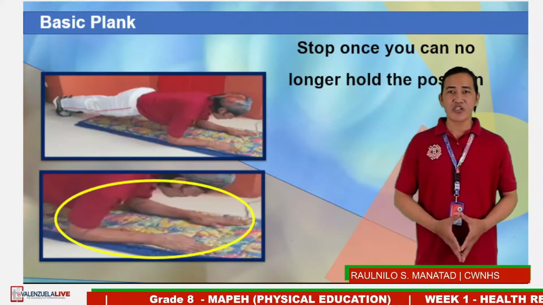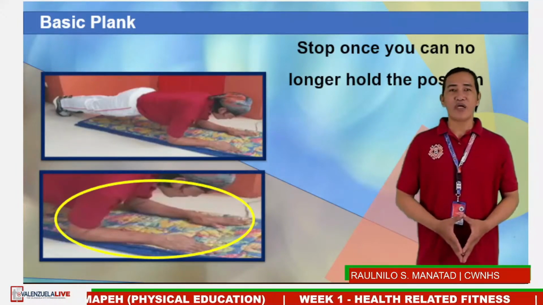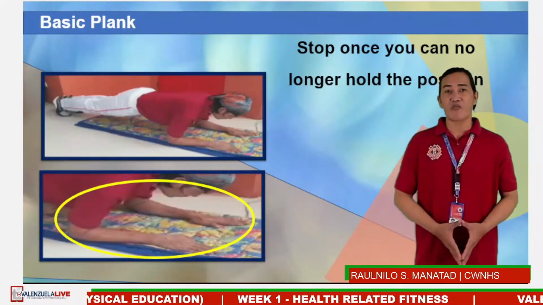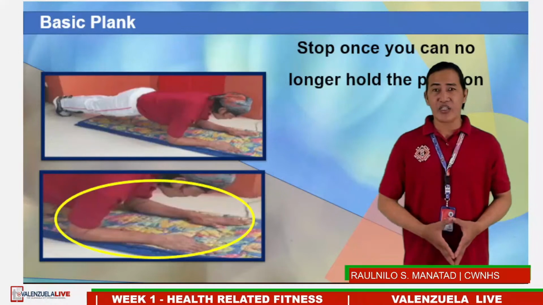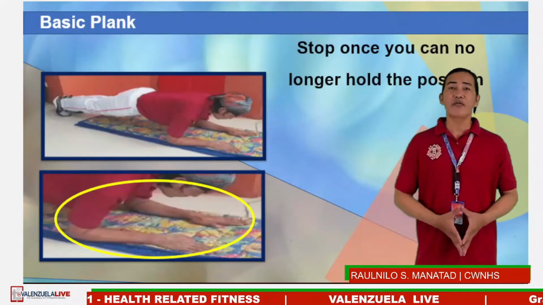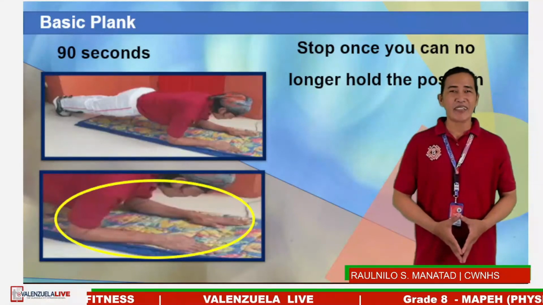Do these procedures on the signal start or go by your partner while pressing the start button of the stopwatch or timer. Your partner should stop the time and your performance once you can no longer hold the required position or when you reach 9 seconds.